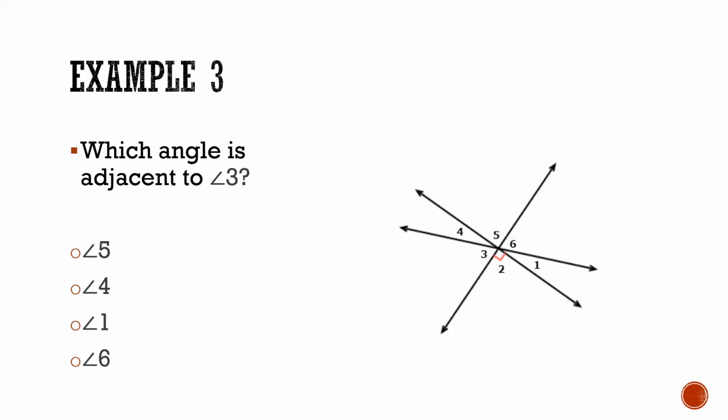Okay, pause your video and try example 3. Think about what adjacent means. Adjacent is when they are beside each other. So you're looking for one that is beside angle 3. So it's going to have to be either angle 4 or angle 2, because both of those are adjacent to angle 3. But only one of those is listed as an answer choice, which is angle 4.